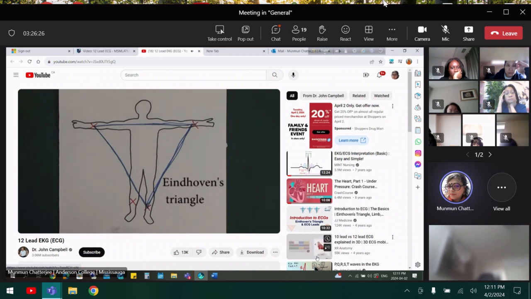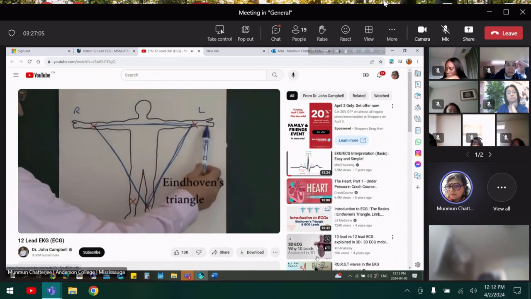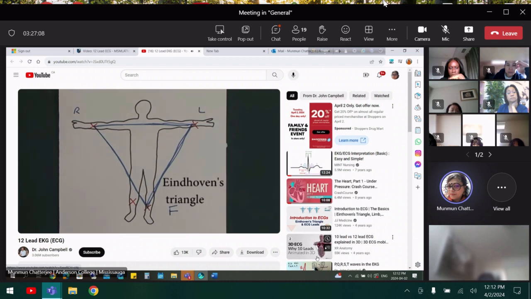And the reason for this is the electrode on the right leg is just an earth. It's not a detecting electrode, it's just an earth. So what we have here is an electrode on the right arm, an electrode on the left arm, and an electrode on the left leg, which we call the foot. Now, we're picking up electrical impulses from here and electrical impulses from here. And these are going away into our clever ECG machine.